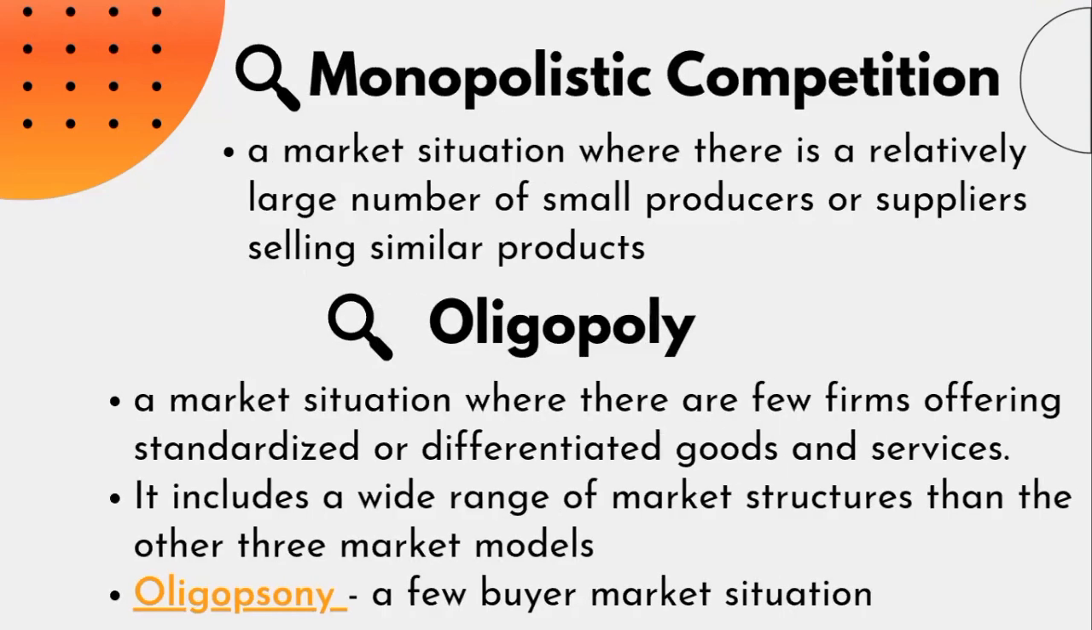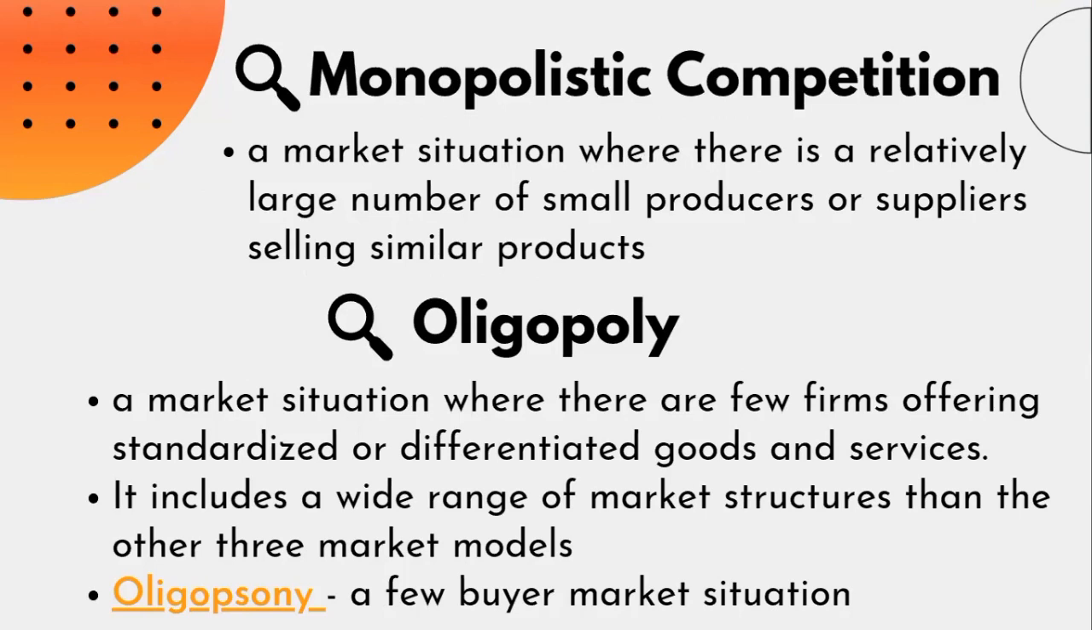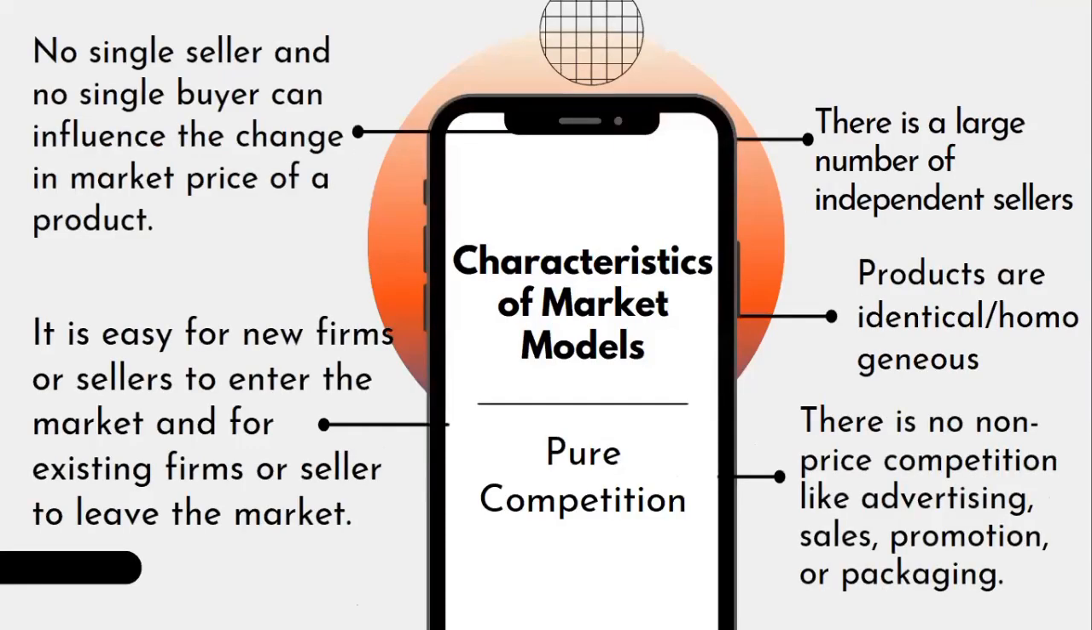The next is monopolistic competition. It is a market situation where there is a relatively large number of small producers or suppliers selling similar products. And oligopoly is a market situation where there are few firms offering standardized or differentiated goods and services. It includes a wider range of market structures than the other three market models. Oligopsony is a few-buyer market situation. Now we all know the definitions of the kinds of market structure. Now, for further understanding, let's take a look at their characteristics.